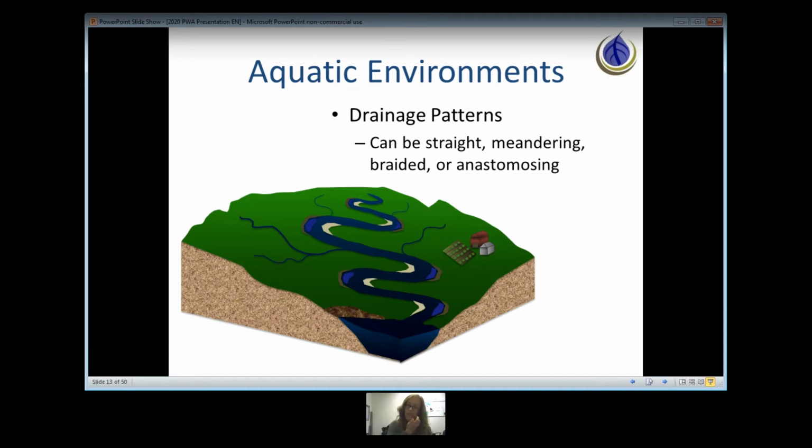And of course, our rivers take many different forms, different patterns. They can be straight, meandering, braided, and anastomosing. In New Brunswick, we mainly have what we call meandering, so this kind of snake-like pattern that you see in the diagram.